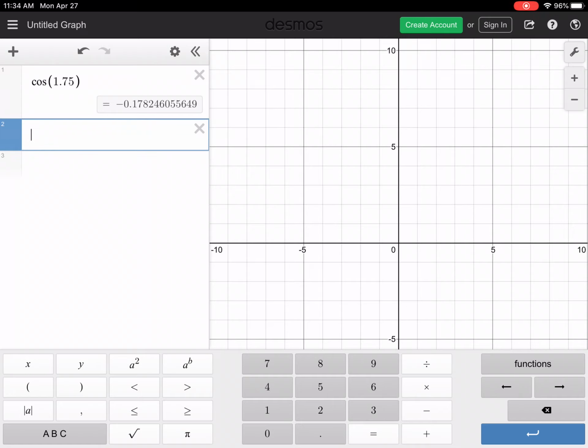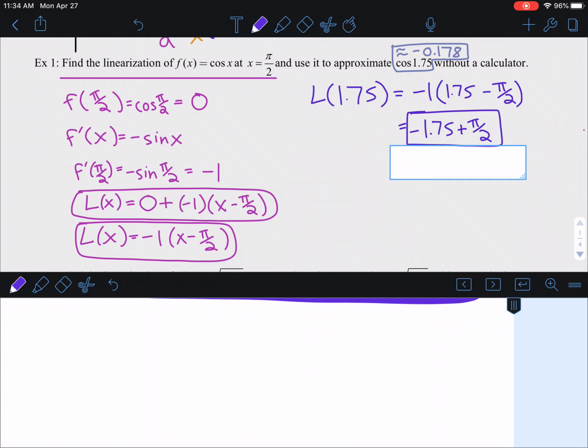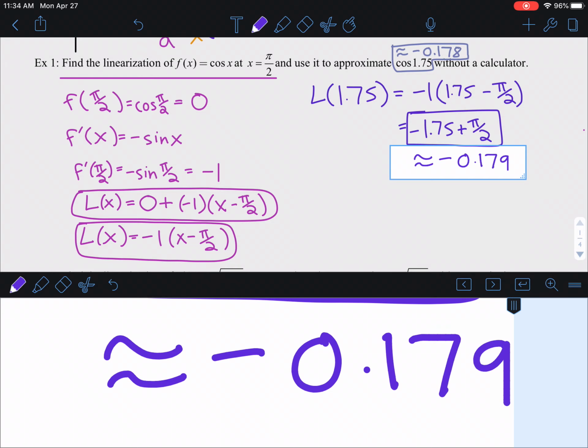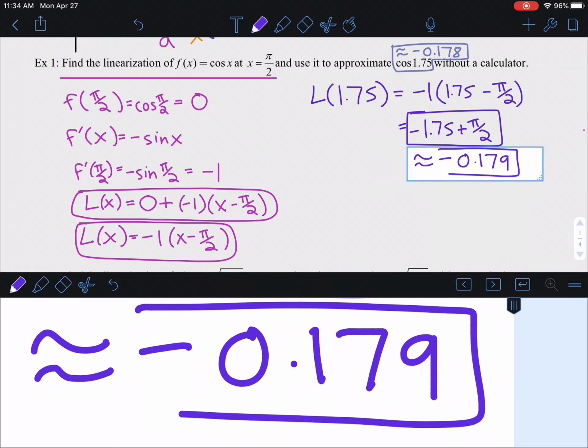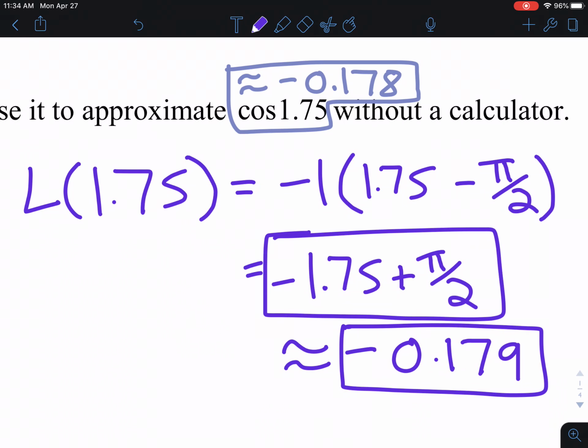So let's go ahead and do negative 1.75 plus pi divided by 2, and we get negative 0.179. Holy crap, that's a pretty good approximation. This is approximately negative 0.179. So look at this, right? Look at what we are able to do here, okay? By using the equation of a nearby tangent line, we came up with an approximation for cosine of 1.75 that's just 1/1000th off, okay?